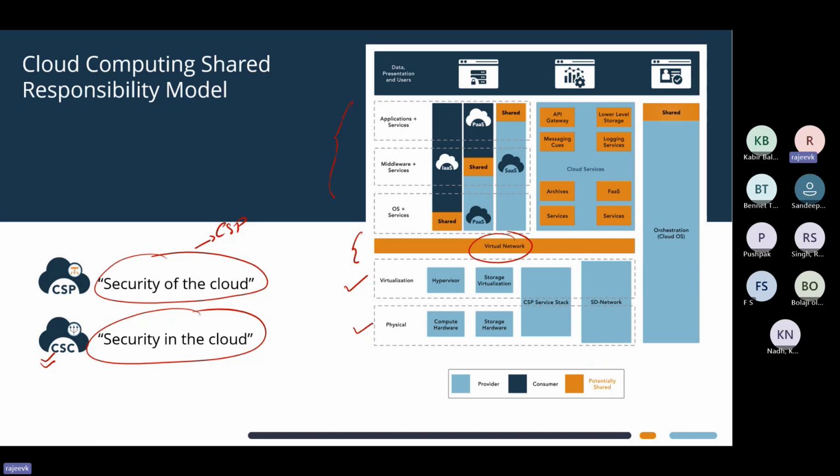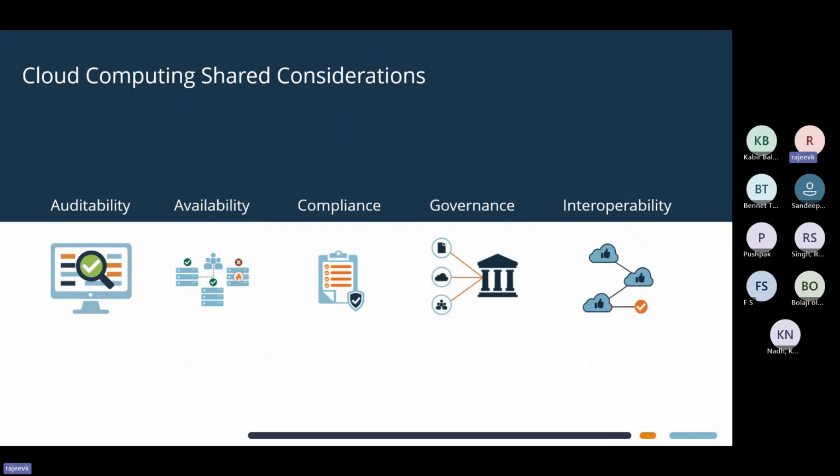Now, because we are talking about shared consideration, definitely a few services are shared between consumer and provider, right? Cloud computing shared consideration defines some of the core components where you have to understand who is responsible, because this will impact the way you are delivering the service to your customer, right? One of the concerns in terms of shared consideration is auditability. Okay, so what is auditability?